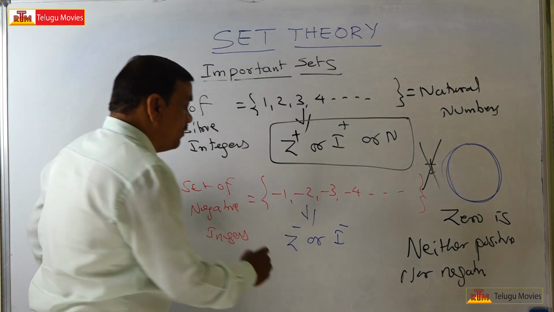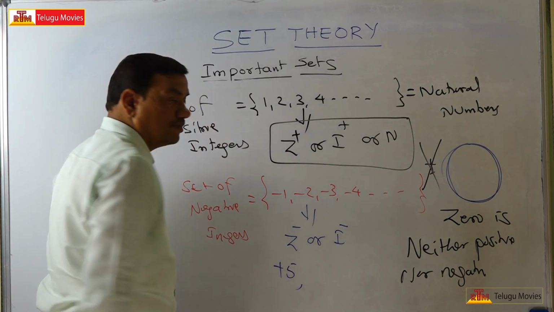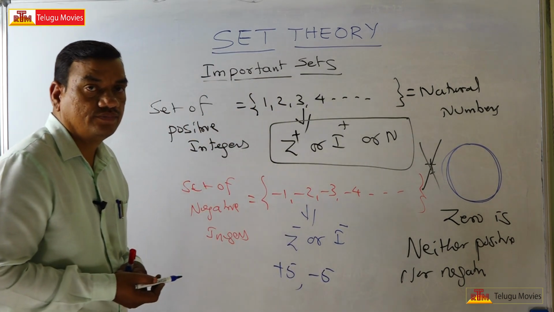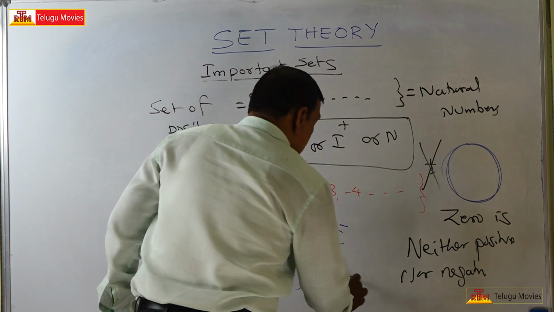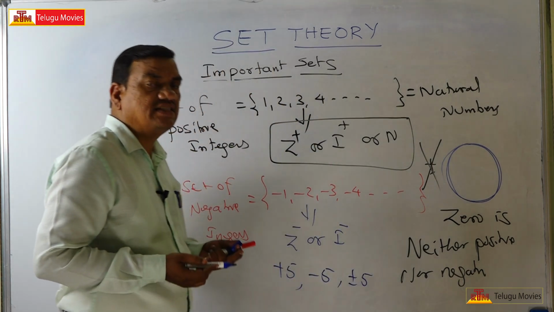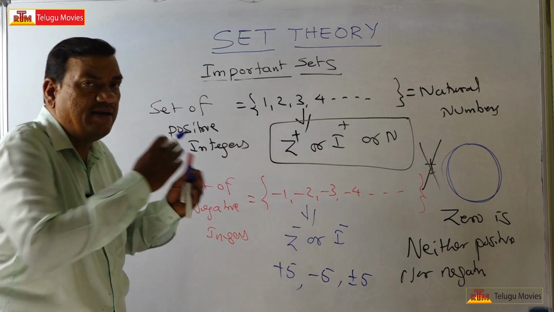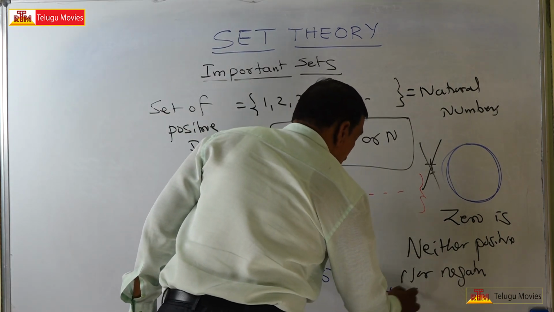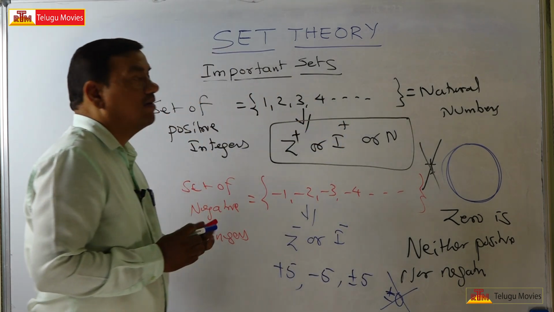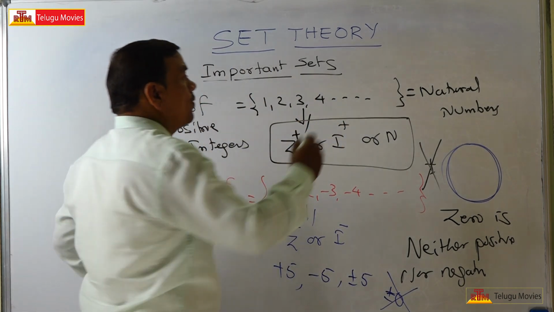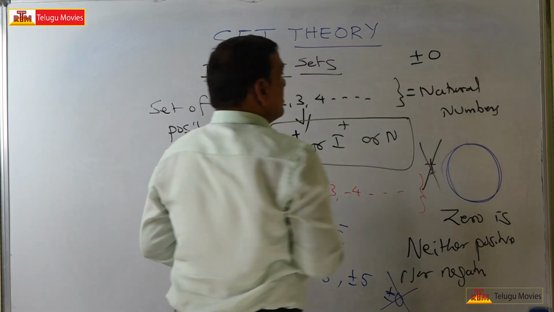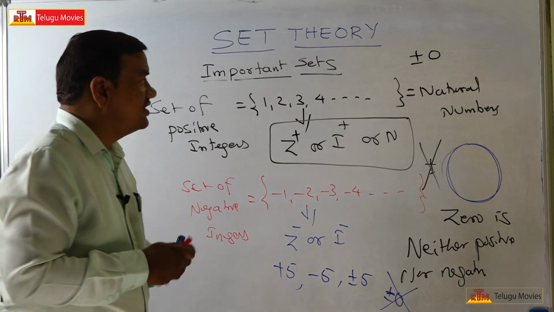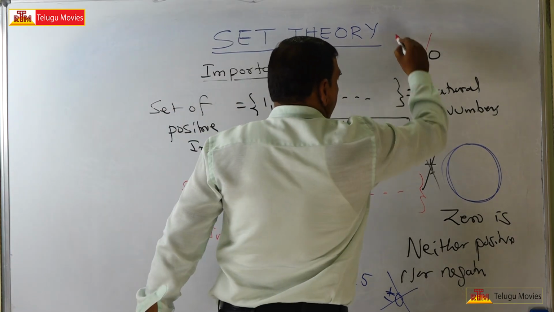So there should not be any definition where you write plus or minus. If you are writing 5, it means plus 5. If you are writing minus 5, it means negative of 5. But if you write plus or minus 5, it means x takes both plus 5 and minus 5. But plus or minus 0 is meaningless. This is a wrong notation.